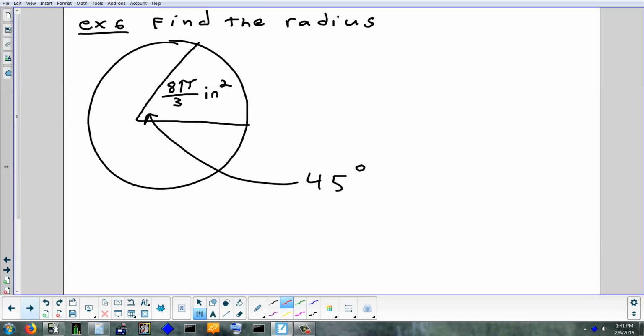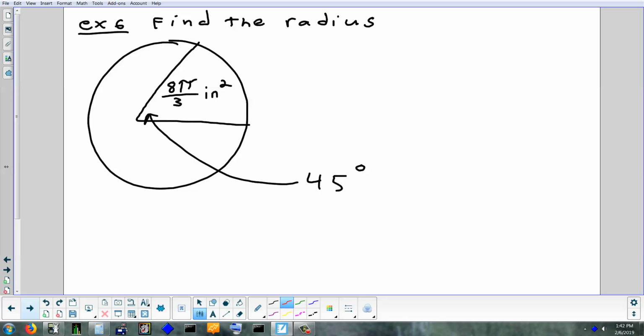Let's try one where we have to find R. Now this is the one where the square root stuff is going to come up. So remember the two things. If you get a square root you can reduce, you have to do it. And if you end up with a square root at the bottom, we have to fix it.